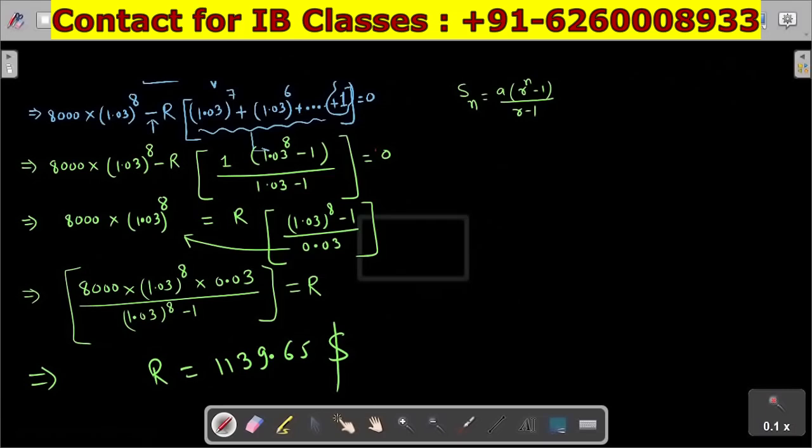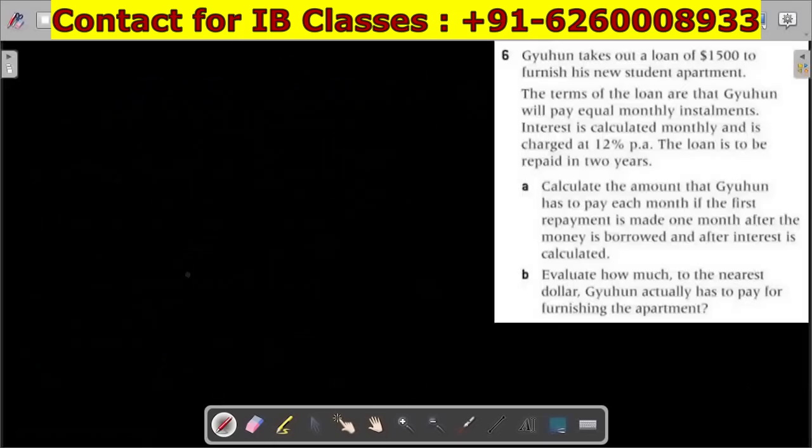If you have understood this question, you can see one more question. This is the question from your textbook, right? So what is the question saying? He takes out a loan. So my principal is how much? My principal is $15,000 to furnish his new student apartment.